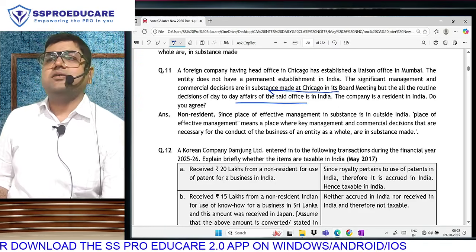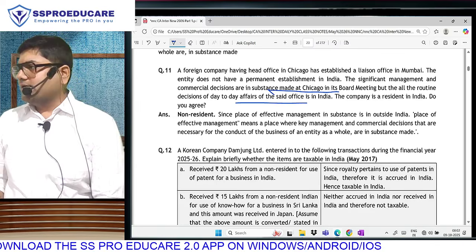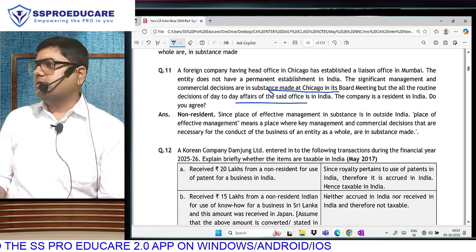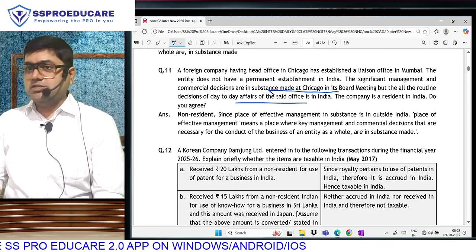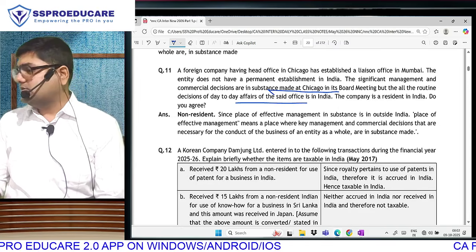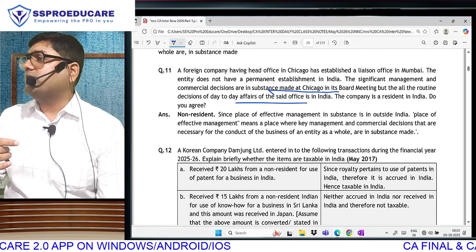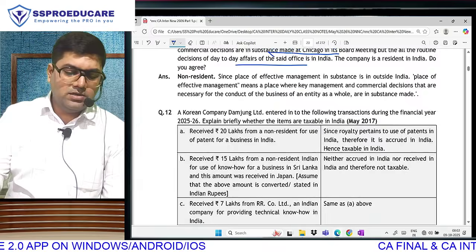So finally, the company: resident or non-resident? Non-resident, only if substantial decisions are taken in India, we will consider it resident. Correct? And as far as companies, firms, AOPs, LLPs, AJPs are concerned, there is no further classification into ROR or NOR. That is only in case of individual and HUF.